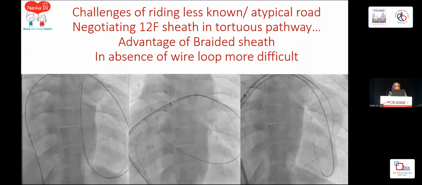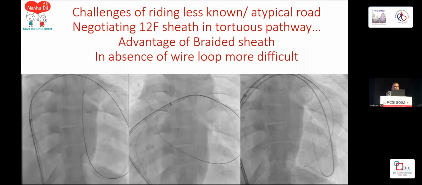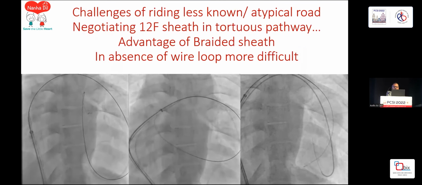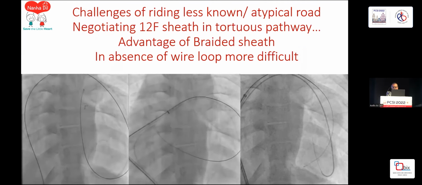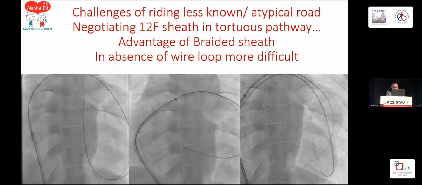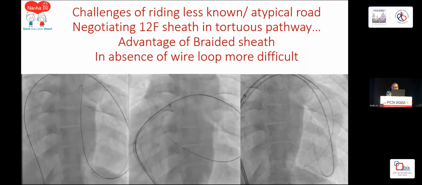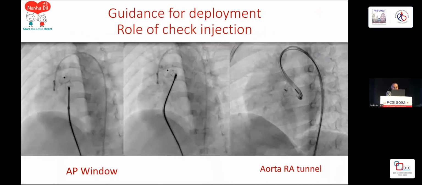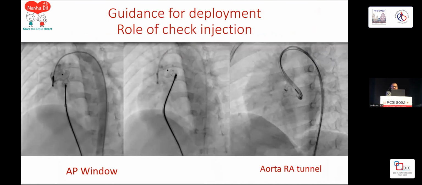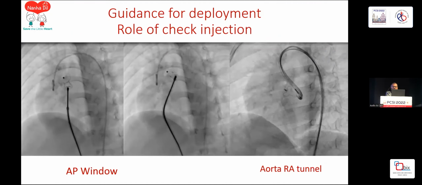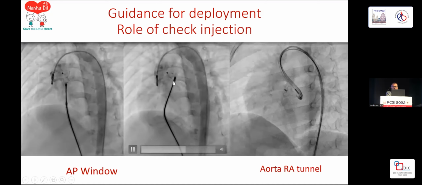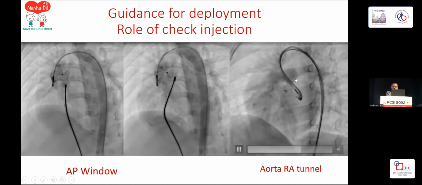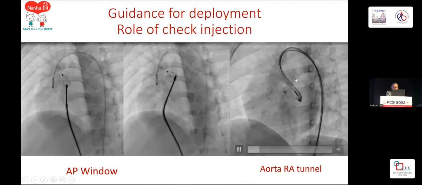This was one of the most difficult negotiations of a sheath, where there is no wire loop. We are seeing a very, very tortuous course, with a braided sheath in an LPA to LA fistula. Check angio helps us to understand where exactly we are. So we repositioned our device in the aortopulmonary window, and the next one was in the aorta RA tunnel.